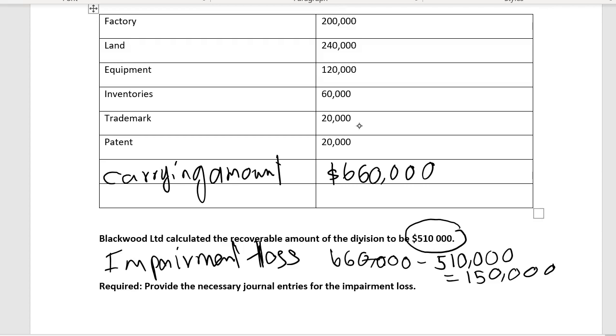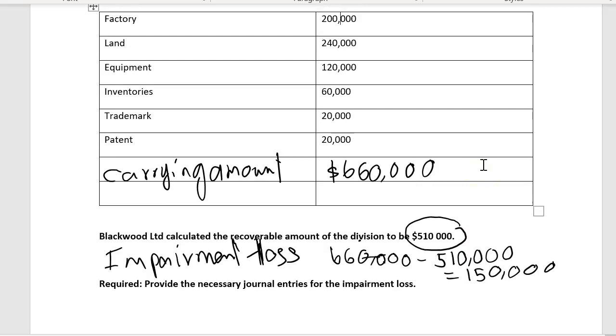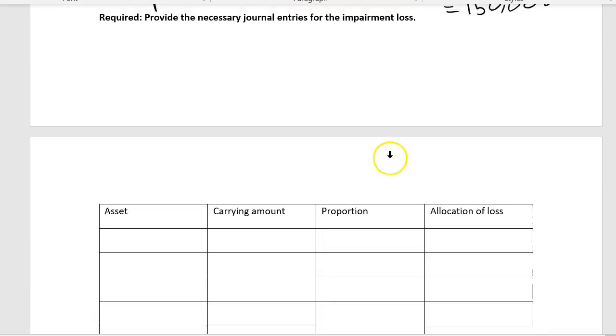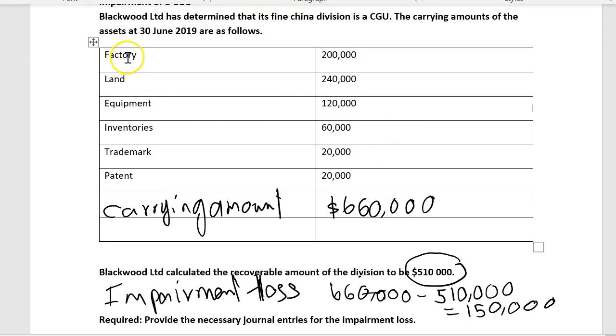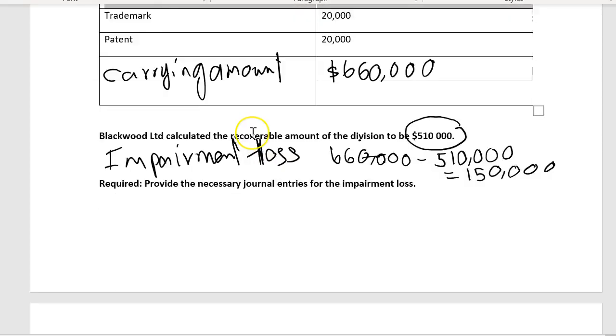So what we do is we then assign the impairment loss over factory, land, equipment, trademark, and patents. Inventories are not impaired. As in, we do not assign the impairment loss on inventories, as inventories are always carried at the lower value between the cost and the market price. So inventories are always recorded at the net realizable value, which means you do not assign impairment loss on inventory, and keep that in mind.